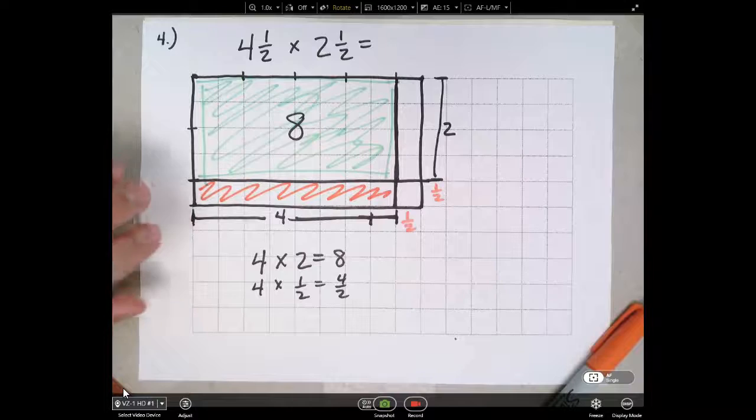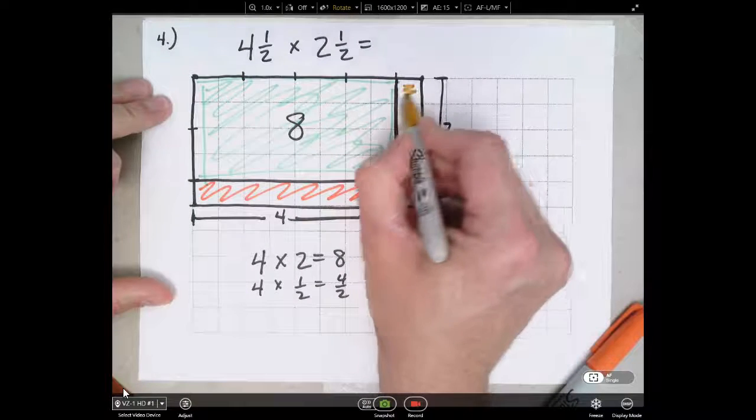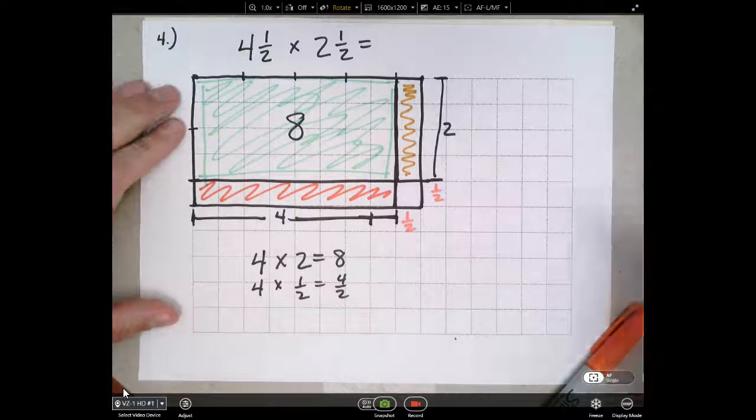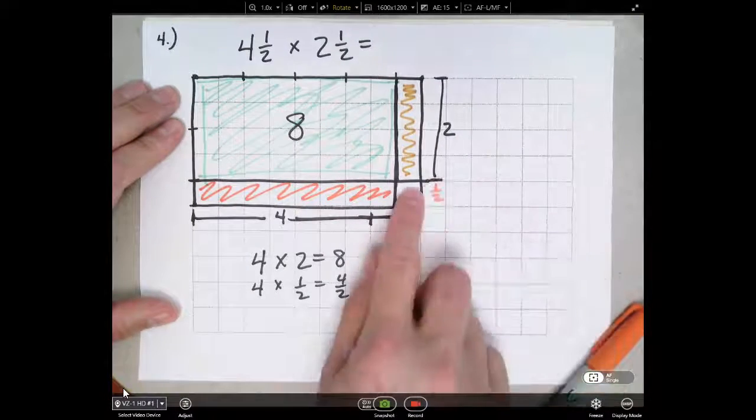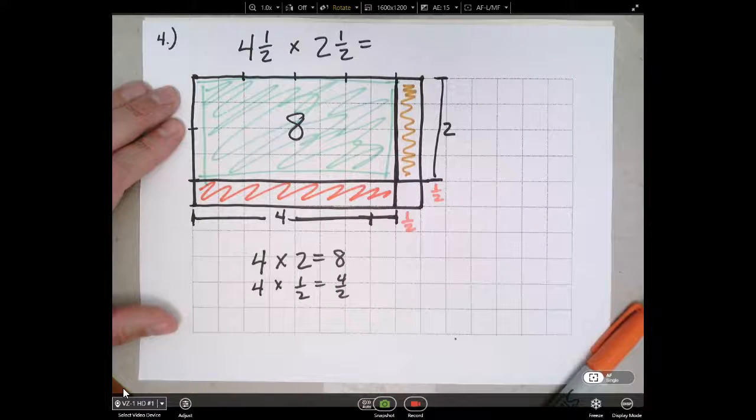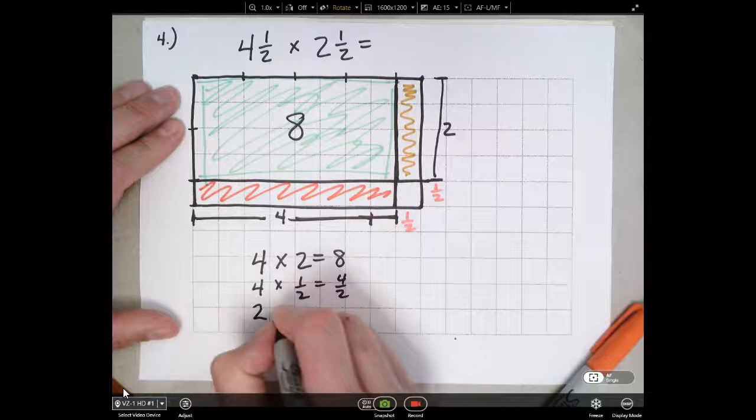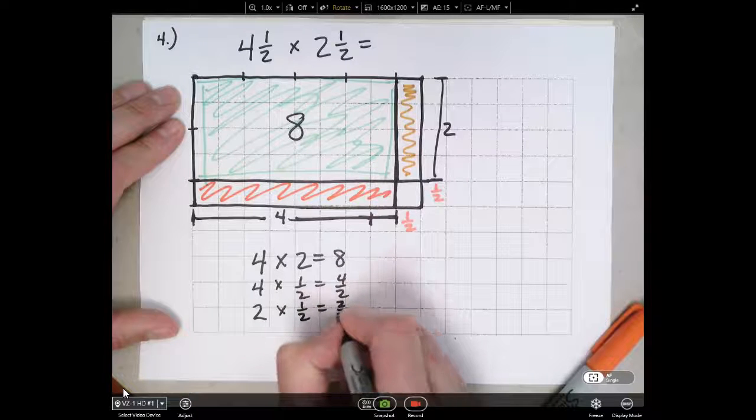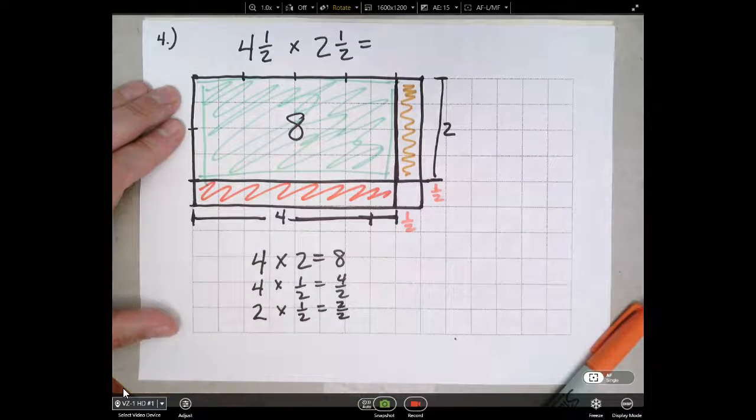Okay, now let's go to another one. Let's do this one right here. Okay, how big is this rectangle? Well, it's 2 down, and it's 1/2 across. So let's record that. 2 times 1/2, and that is equal to 2/2, or 1/2.